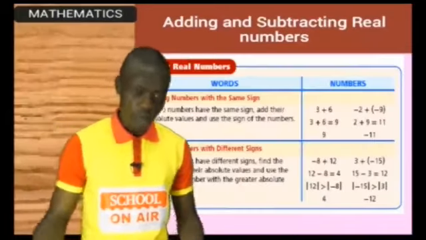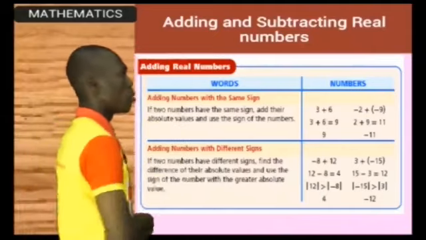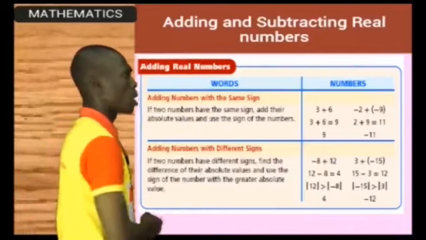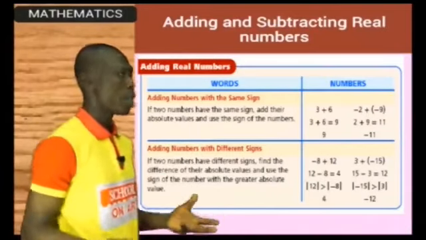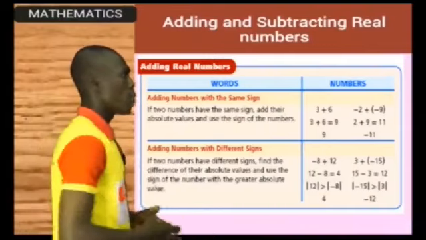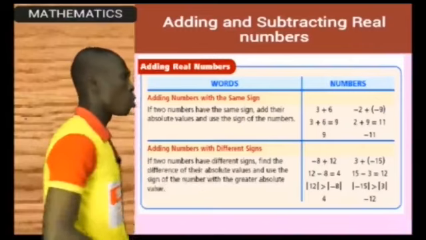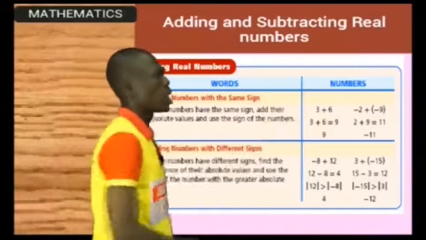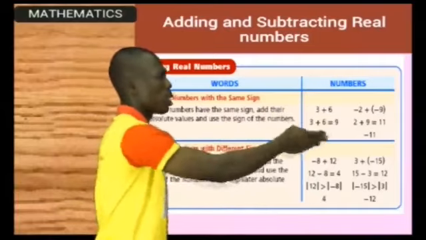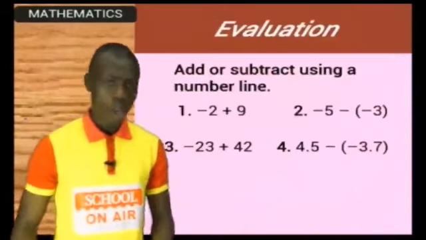All right, and then just for you to quickly look at this before we go today, adding real numbers. If two numbers have the same sign, you add the absolute values and use the sign of the numbers. When you're adding numbers with different signs, you find the difference of the absolute values and use the sign of the number with the greater absolute value. So you have that put in numbers there, 3 plus 6, and the whole of that put together. All right, so that's just about addition and subtraction of real numbers.